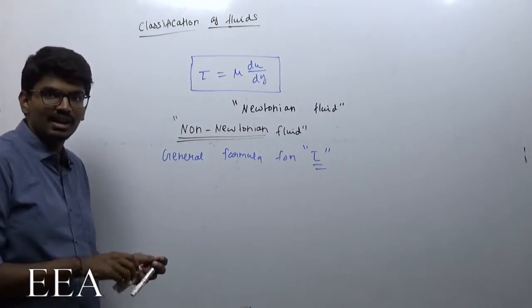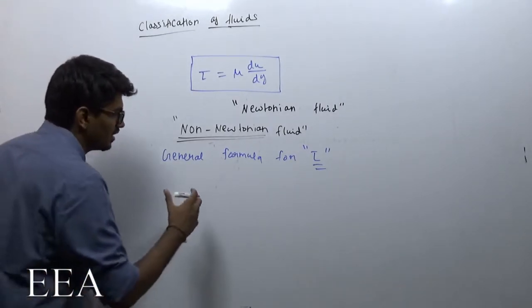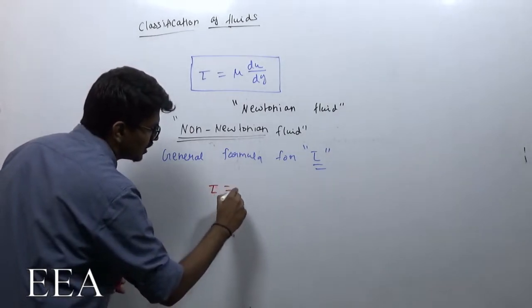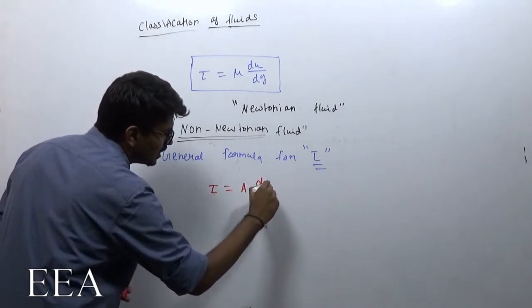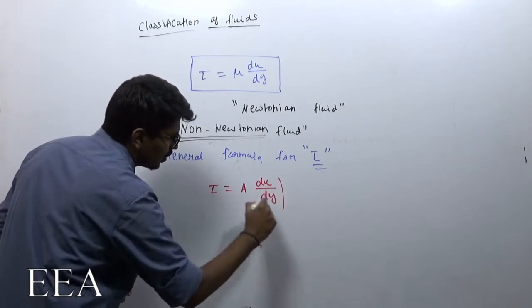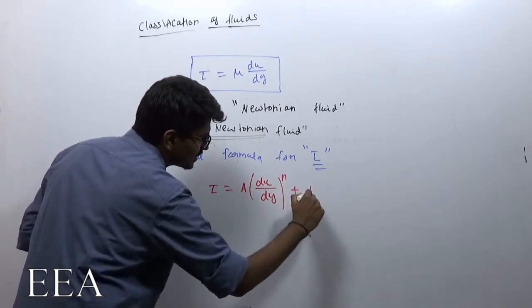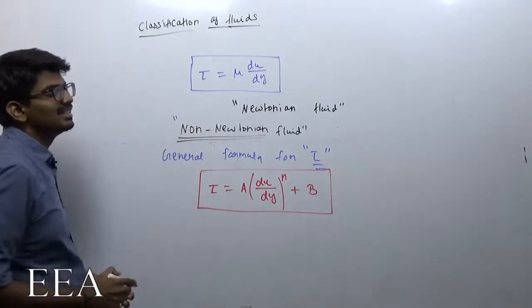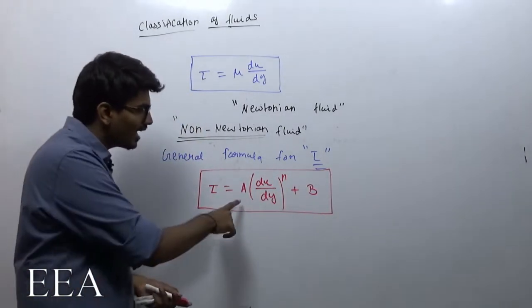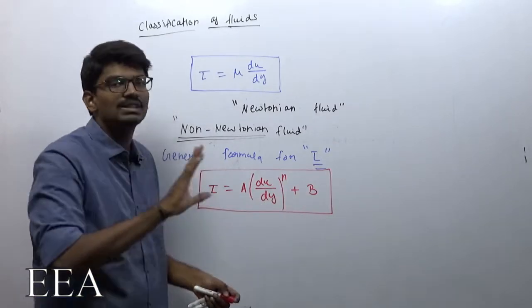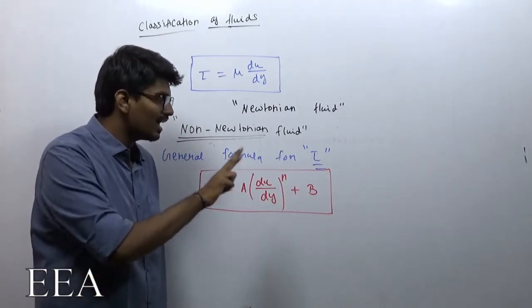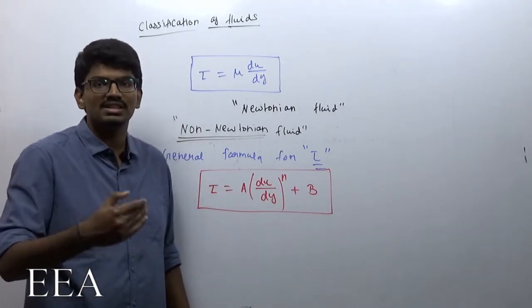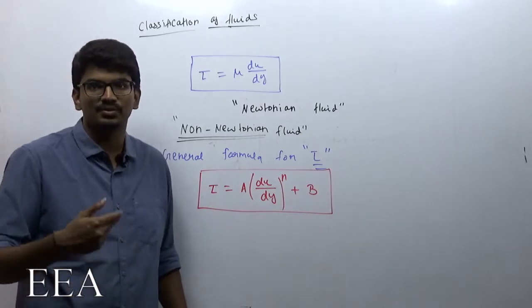Let me first write that formula, then you will understand. Tau is equal to A into (du by dy) whole power n, plus b. So this is the generalized formula where A, n and b are all three constants. The meaning of A, n and b you will get to know once we discuss different types of fluids.